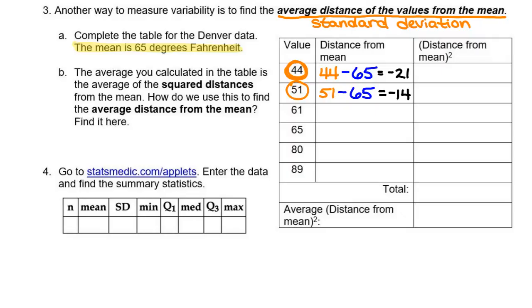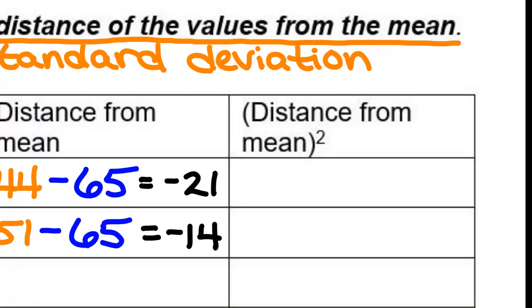We're calculating the average distance from the mean. So the first thing I'm going to do is just figure out how far each of these data points is from the mean. Once you've calculated all of those distances, you're going to take the distance from the mean. So for this first one, that would be negative 21, and you're going to square it.